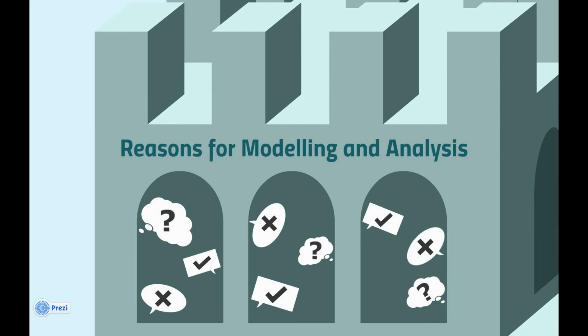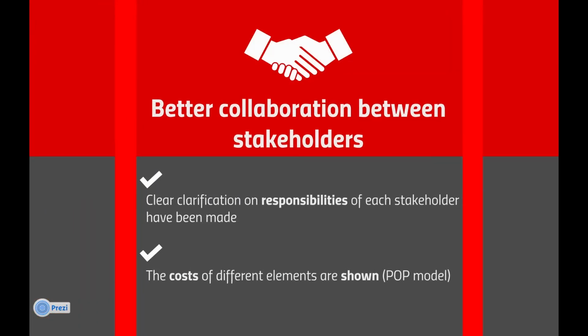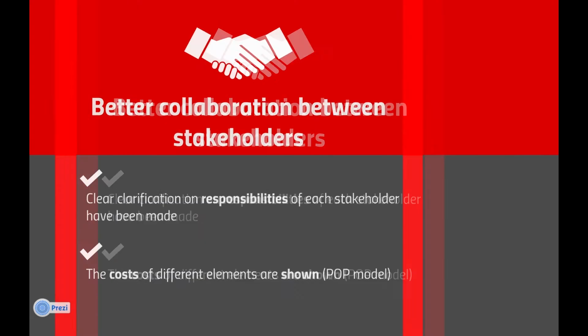There are several reasons for modeling and analysis. First of all, better cooperation between stakeholders can be achieved, as the shared models show details of different elements in the project, including the design criteria, predicted costs, and time needed, etc. The models also clarify the responsibility of each stakeholder. Moreover, the costs of different elements are shown in the POR model.